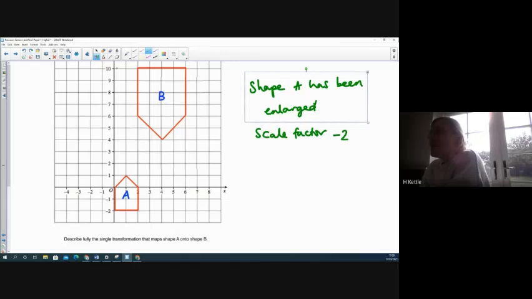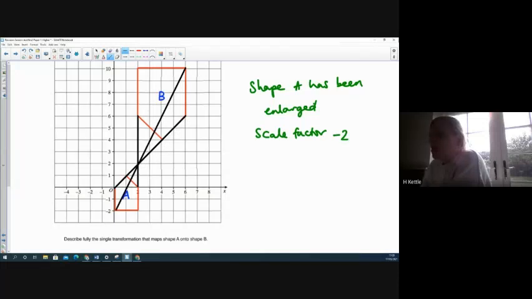Now, the reason I know it's a negative scale factor is because it's gone through the center of enlargement and back out the other side. The reason I know that's happened is if I take the corresponding points now, so this point is this point. This point here is this point here. This point here is that point over there. This point here goes down to that corner, and this point here goes down to that corner. So it doesn't look very neat, but hopefully you can see that when we join all those points up, we get a center of enlargement that actually is between the two shapes.